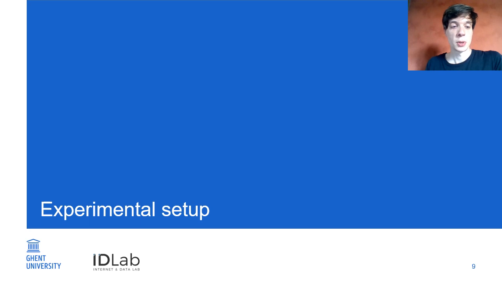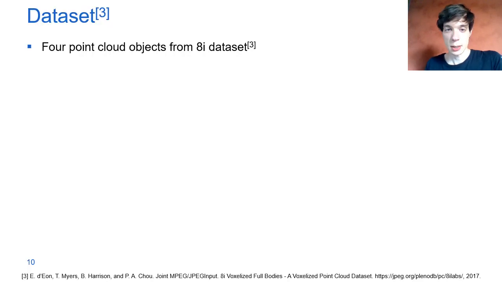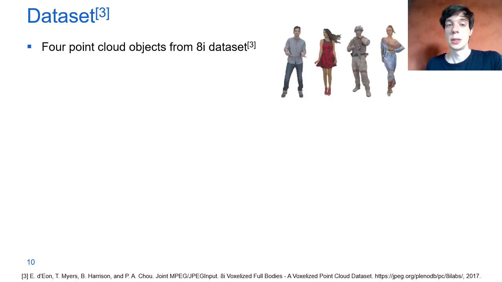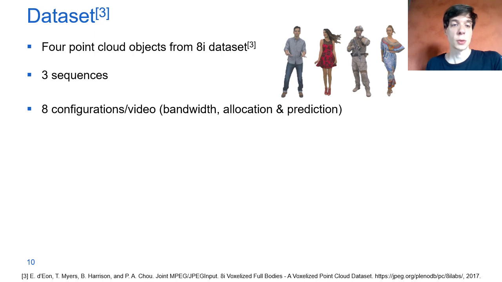Which brings me to the experimental setup. We used the dataset based on the 8i dataset with 4 point cloud objects in it, which are shown on the slide. And using these, we created 3 video sequences with 8 configurations per video, which differ in terms of bandwidth, bandwidth allocation, and viewport prediction.